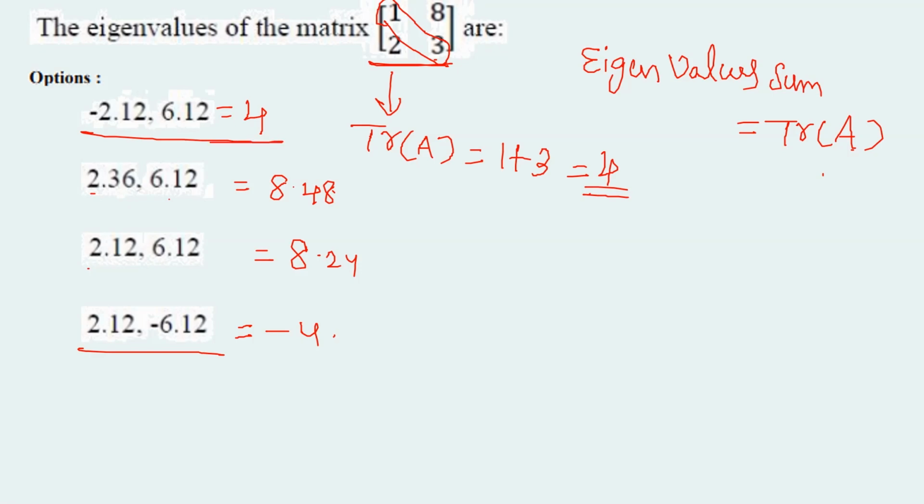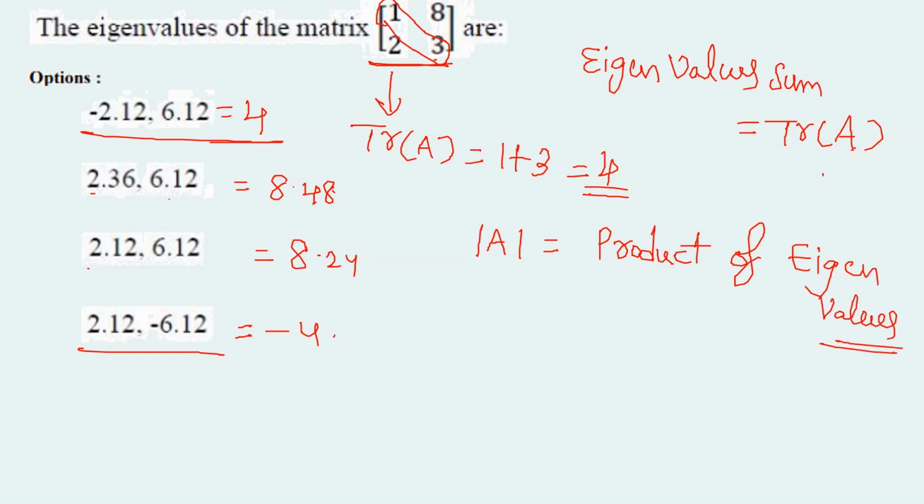And you can verify in another way. The determinant of matrix A is equal to the product of eigenvalues. You can verify in this way also. Now find the determinant of the given matrix, that is det of A equals 1 times 3 minus 8 times 2, that is equal to 3 minus 16, which is minus 13.